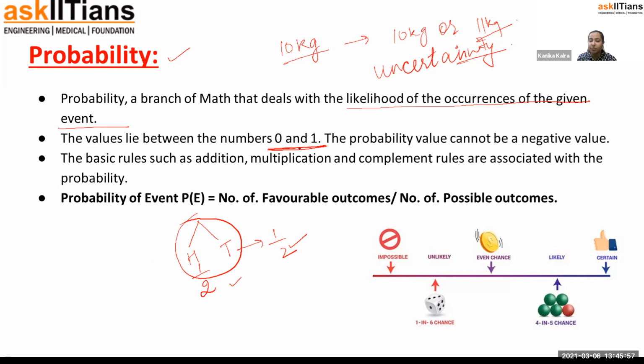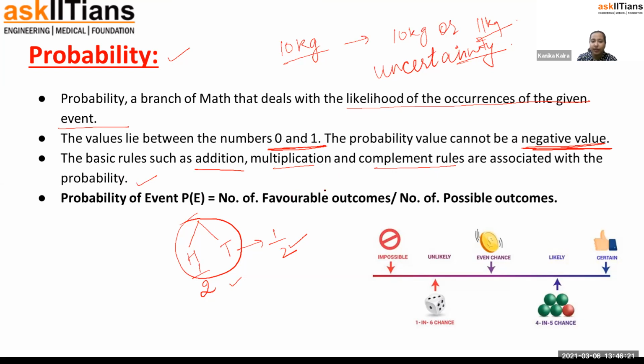You cannot have probability less than 0 and you cannot have it greater than 1. Also it cannot be a negative value. It's a very important point. Next, the basic rules such as addition, multiplication and complement are associated with probability. So this is the case of or, and, not. Now, how do you represent the probability?